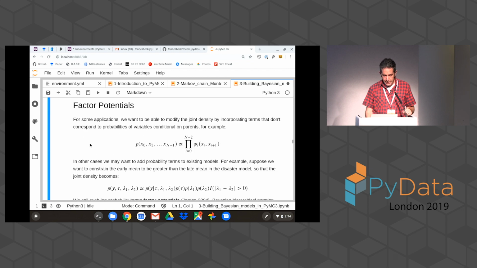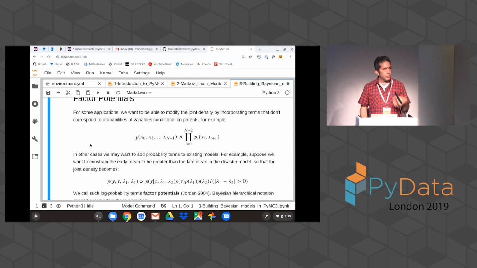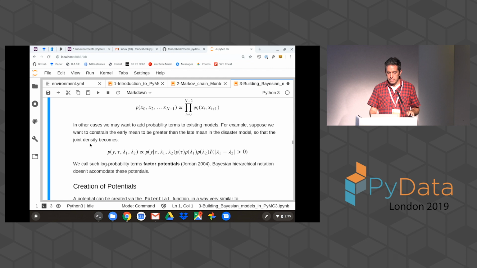The third piece here is what we call factor potentials. These don't get used quite as much. If you don't know about factor potentials, you can probably do most of what you need to do. But occasionally, you need to add something to a model that doesn't quite fit as a stochastic or a deterministic. And these are typically in the form of constraints. These are arbitrary log probability terms that we add into the model. One that might be relevant here, although strictly speaking we don't need it for this problem, is what if we want to make sure that the late mean is smaller than the early mean, right? What if we know that a priori? We can do that with a factor potential.